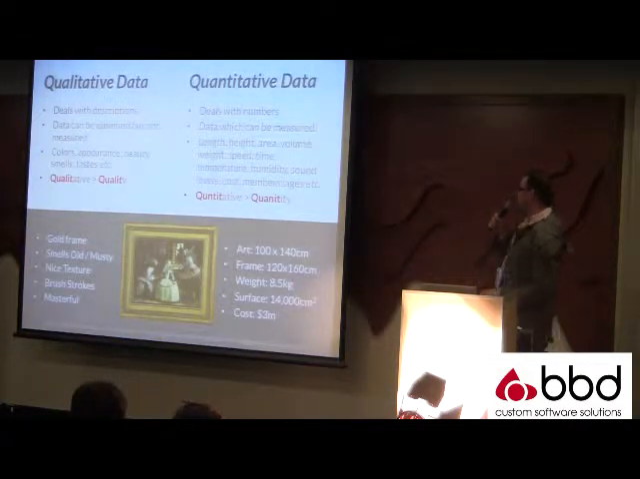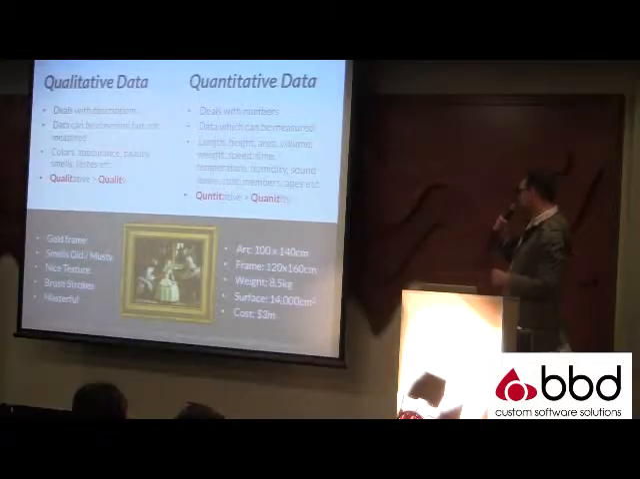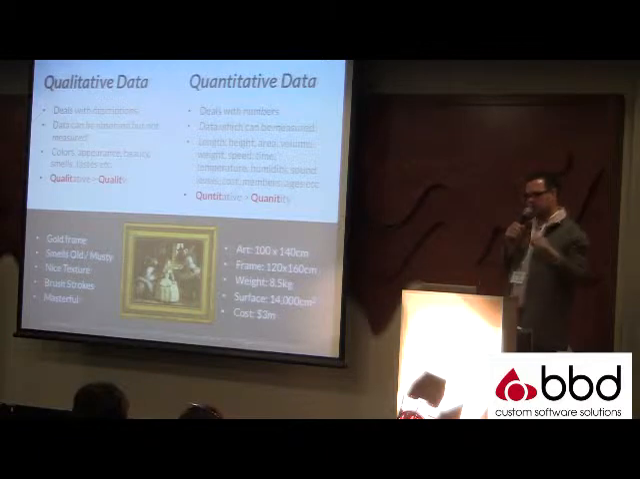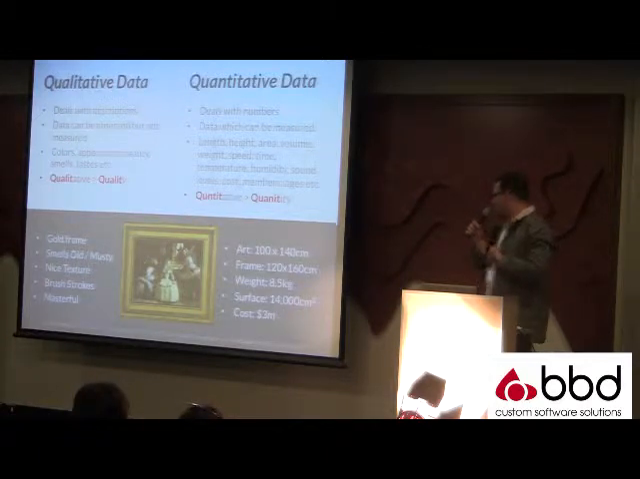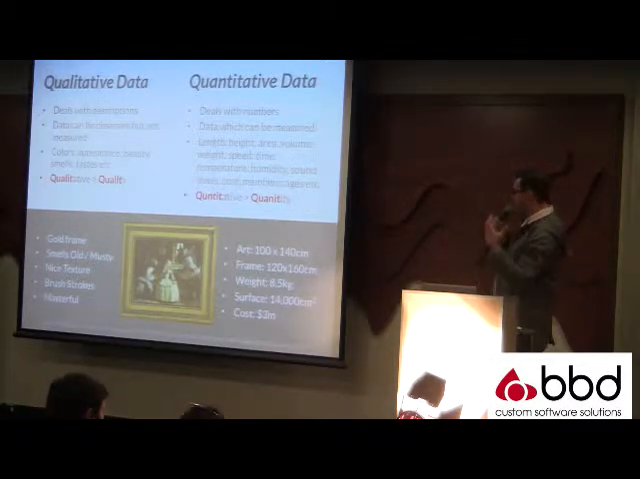In terms of data, you're going to be working with either qualitative or quantitative data. Qualitative deals with descriptions; it can be observed but not measured. It's opinions, colors, appearance, beauty. So if we look at this oil painting downstairs, it's from Velasquez, we can say that it's got a gold frame, it smells old and musty, it's got a nice texture, you can actually see the brush strokes, and it's a masterful painting. But we can't quantify that. There's no way to get that feedback from a couple of users and get it into solid data.